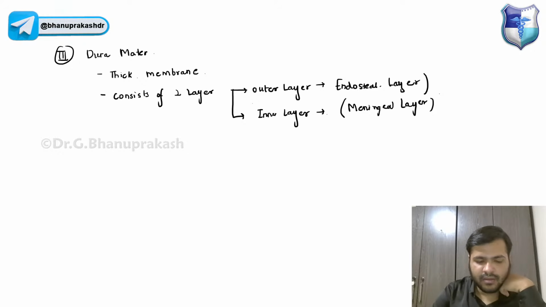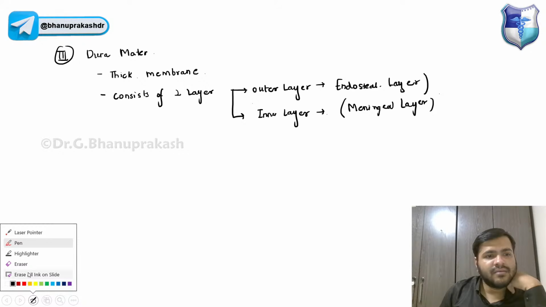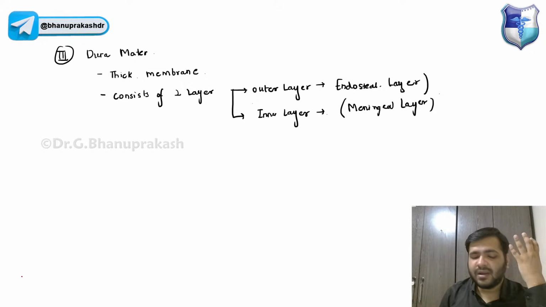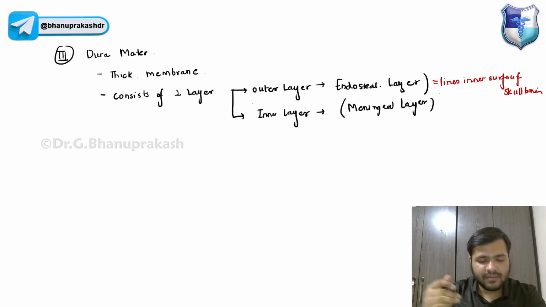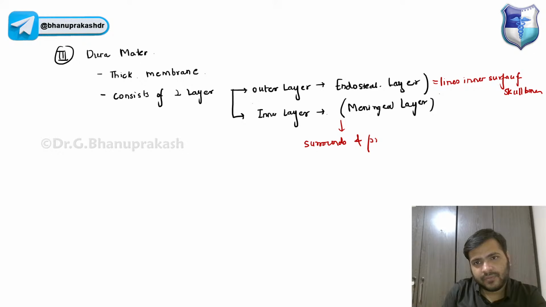Now, when I say outer layer, the outer will be more towards the skull part, guys. You already know it lines the inner surface of the skull bones, right? The outermost layer will be towards the bones. Now the inner one surrounds and protects the brain, right?